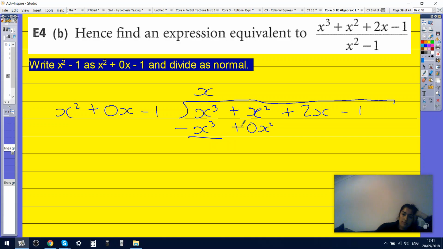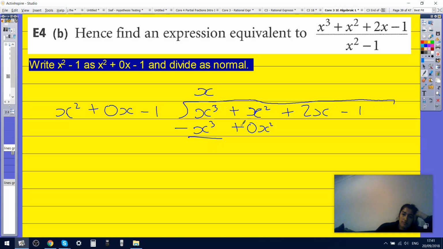And go on. And then wasn't it minus x? And then minus x. So what do you get there? 1 times x times minus 1. Oh yeah, and then that cancels out. Then x squared plus 0x is just x squared. Then 2x minus x is 3x. And from there you just continue as normal.